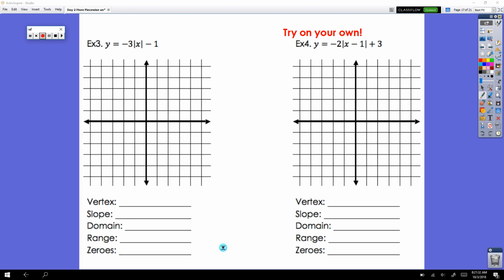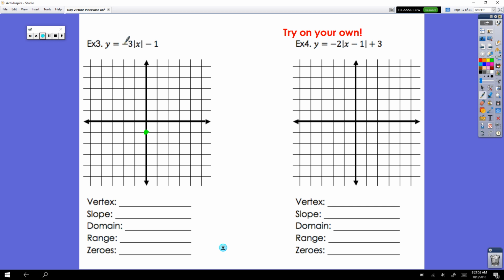Now let's look at number 3. So you can see here, first I'm going to worry about everything besides the fact that our a is negative 3. So I see that there's no number in here, which means we're not moving it to the right or left, but we have a minus 1 here, which means we're moving it down 1. So this is going to be where our vertex is.